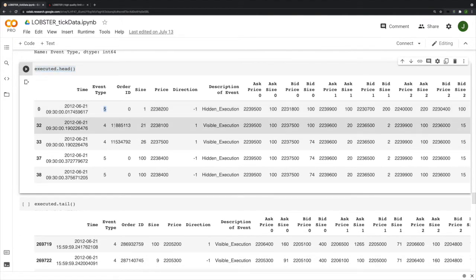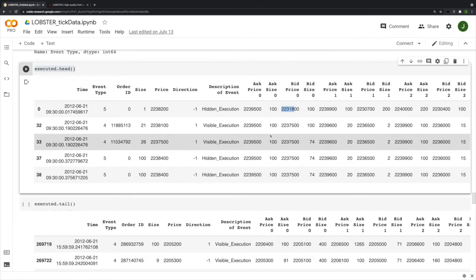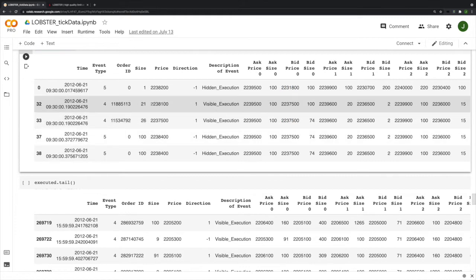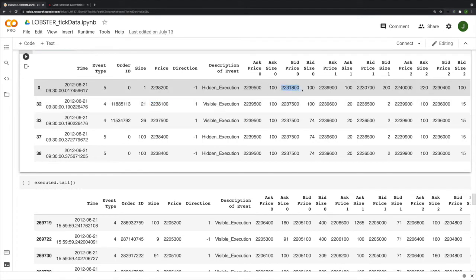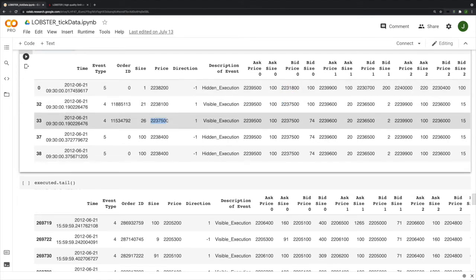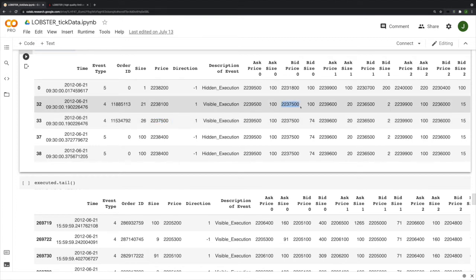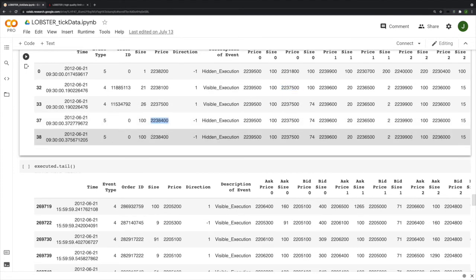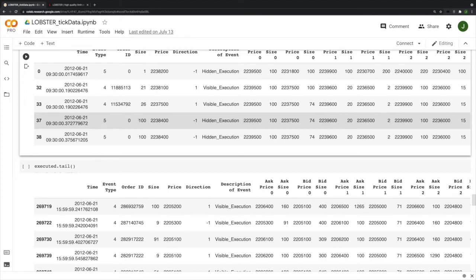Of course, the first one is still that hidden execution that we've been talking about, but here's a visible execution for 21 shares at $223.81. It was a buy, which means it matches with this bid price up here. See that? This one and this one match up. And that should be true. Look at this one. This is another buy right here, and its price matches the best bid price from before. And these hidden executions don't have to play by exactly the same rules because they're hidden.